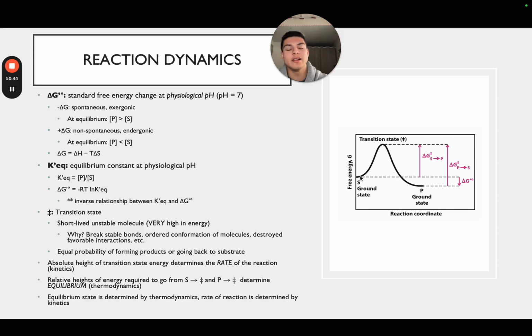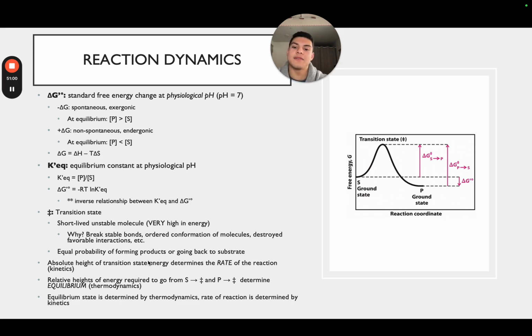the substrate, it's going to want to go somewhere, either back to the substrate. When it's here, it'll either go back to the substrate, or it's just going to want to go to the products. So it's never going to want to stay at this high energy state. And so there's an equal probability of forming products or going back to the substrate. We don't know exactly what's going to happen.